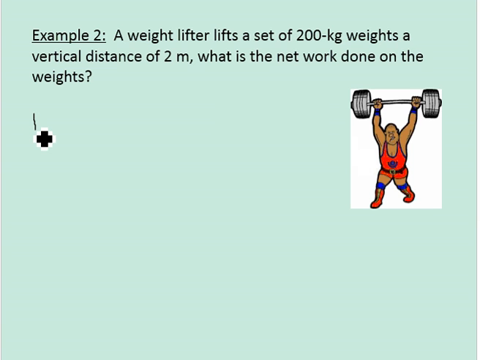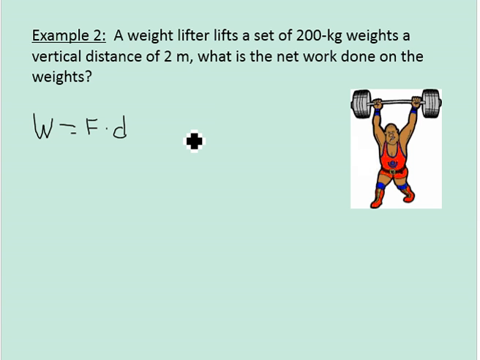So again, we will have work equals our force times our displacement, and we look and see if the force and the displacement are parallel. Yes, they're both in the same vertical direction. So the cosine of our angle is 1 because we have 0 degrees. They're parallel, so we can use that simplified equation.